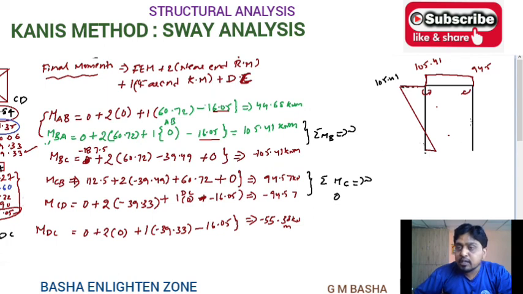In the same sense you will get an anti-clockwise rotation in column CD, which is 94.85, and a minus anti-clockwise rotation in the column, which is 55.38 in DC. So you can add these two also, and like that you will get the bending moment diagram.